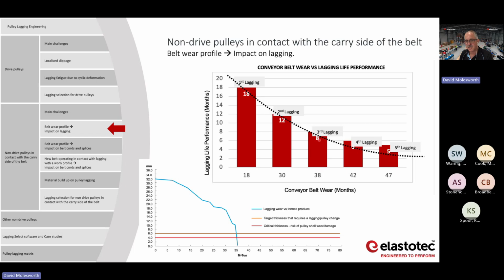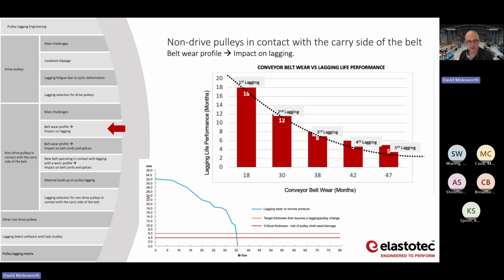This situation continues. Then you put your third lot of lagging on, and again, it won't last as long as either the second or the first. It's just a continuing reduction in service life as the amount of belt wear, or the gauge differential on the lagging, increases.